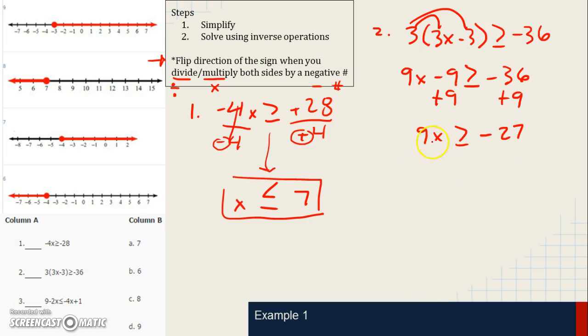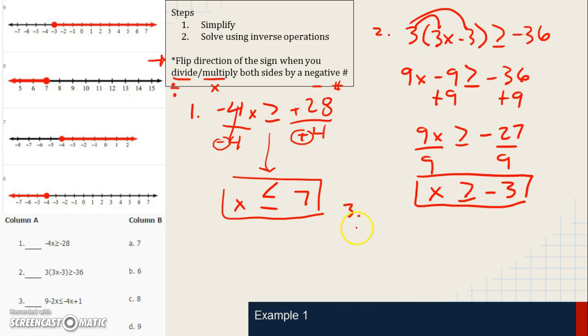Now we're going to divide to eliminate the multiplication, so we're dividing both sides by 9. We don't need to flip the sign because we're dividing by a positive number, so the sign stays the same direction. A negative divided by a positive is a negative, and 27 divided by 9 is 3. So we get x is greater than or equal to negative 3.